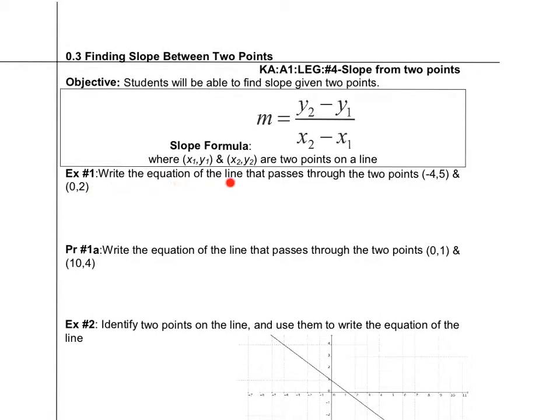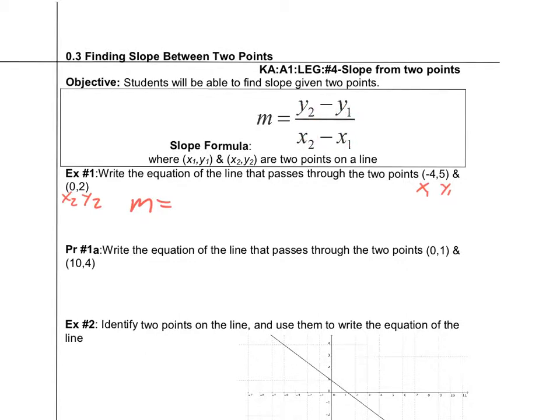So example 1, write the equation of the line that passes through the 2 points, -4, 5, and 0, 2. So what I like to do right away is just label these points. So let's just call this x1, y1, x2, y2. Now that you have them labeled, you can easily see where everything needs to go.